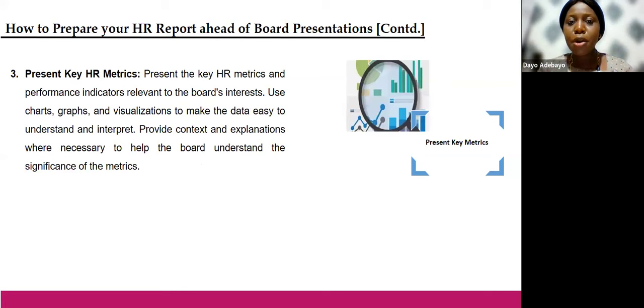All right. So present key HR metrics. We've talked about this before. Present key HR metrics and performance indicators relevant to the board's interest. When you are using your charts, your graphs, your visuals, they have to be very easy to understand, not with too many colors, especially when you're dealing with elders or older board members.